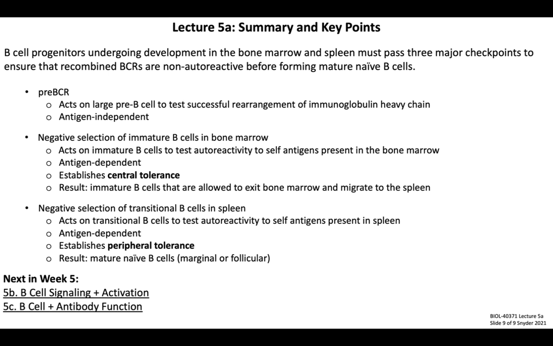We've learned that the testing of the pre-BCR and the 2 different stages of negative selection all differ with respect to which B cell development stage they act on, the type of testing that they exert on candidate B cell clones, their dependence on antigen, and the categories of immunological tolerance that they are responsible for establishing. You've seen this information a few times now throughout this talk, but some key facts are written out as bullet points on this summary slide.